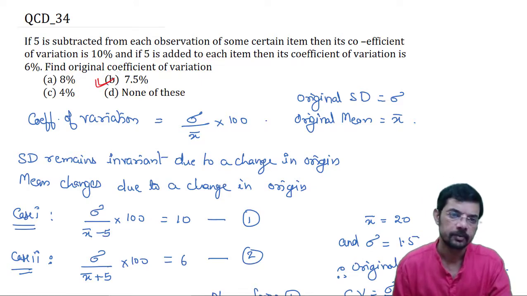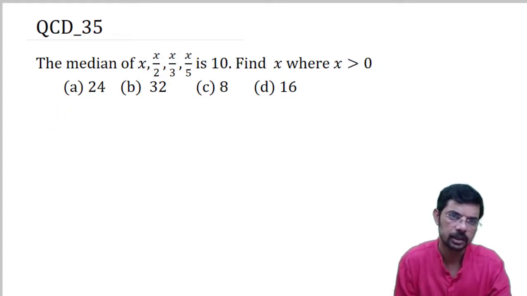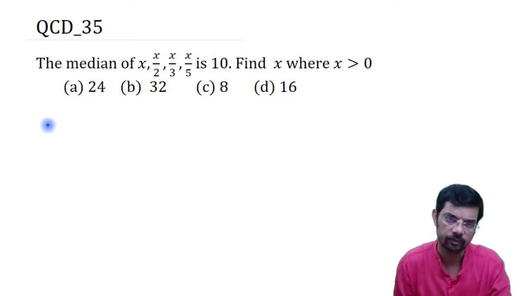Next problem, question number 35. In question number 35, the median of 4 observations is given to you and we need to find the value of the unknown. So let us arrange them in ascending order first.